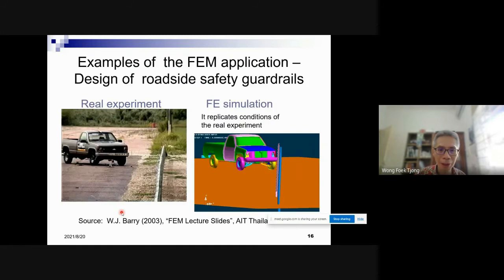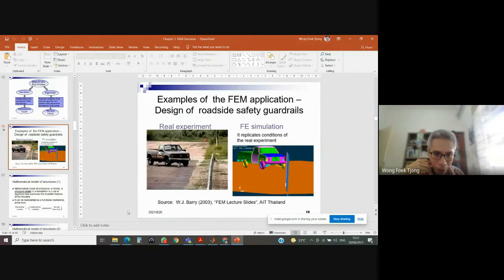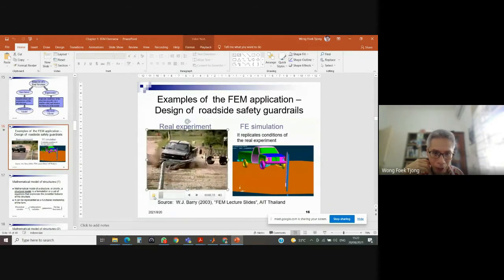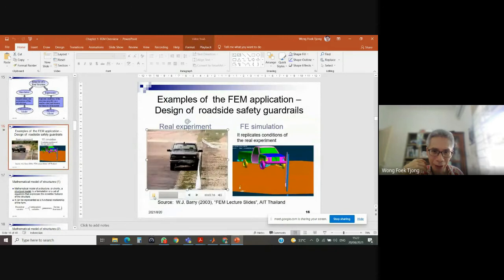Okay, here is an example. For example, we want to design a road safety guardrail. Maybe we propose some shape of the profile and some thickness, and then we have to test its performance. Like this, this is a video actually. Does it work? Like that. Okay.